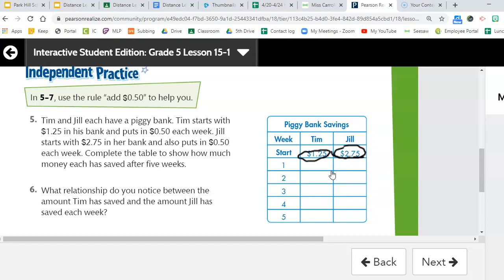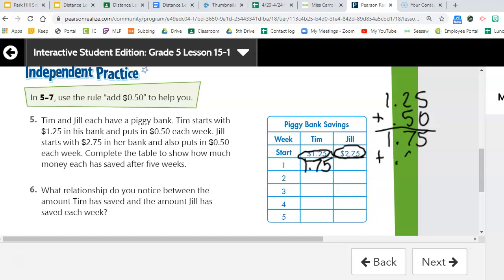Okay, so for Tim, he's starting with $1.25 and he's adding 50 cents each week. Okay, remember I need to line up my decimal points always. So that gives me 5. 5 plus 2 is 7. Put my decimal point and then I get a 1. So that's $1.75. And yes, I know I'm supposed to have a dollar sign, but I just don't have enough room to write. Okay.